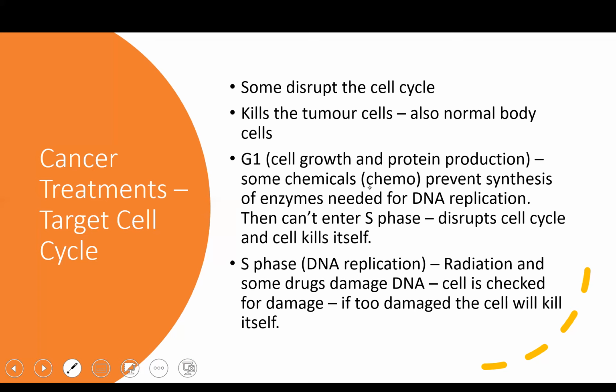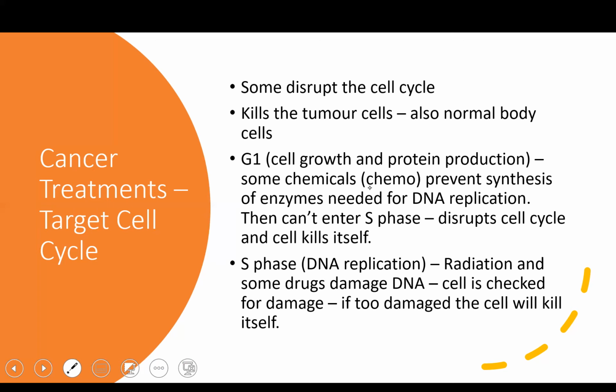Another way we can treat cancers by disrupting the cell cycle is focusing on the S phase, and that's where that DNA replication is occurring. So radiation and some drugs damage DNA. At several points in the cell cycle, and that includes just before and during the synthesis phase, the DNA in the cell is checked for damage. So your body's really clever, your cells are clever, they can check DNA for damage continually. And if there's damage to it, if there are mutations to it, they stop it from growing. They basically will kill the cell, it'll go through apoptosis and the cell will be killed.